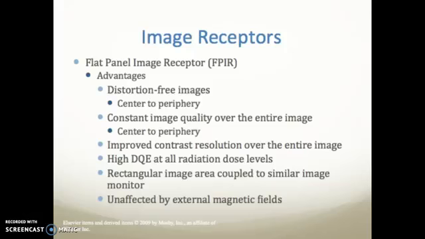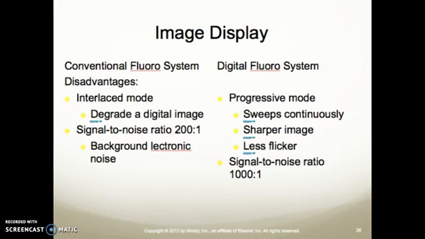So your flat panel, the advantages are distortion-free images, so the center to periphery are exactly the same, unlike with the II. Constant image quality over the entire image, so same thing, the center and the periphery are exactly the same with your quality. Improved contrast resolution over the entire image, high DQE at all radiation dose levels, rectangular image area coupled to similar image monitor. So the field is rectangular, similar to the monitor, which is great. And it's unaffected by the external magnetic fields.